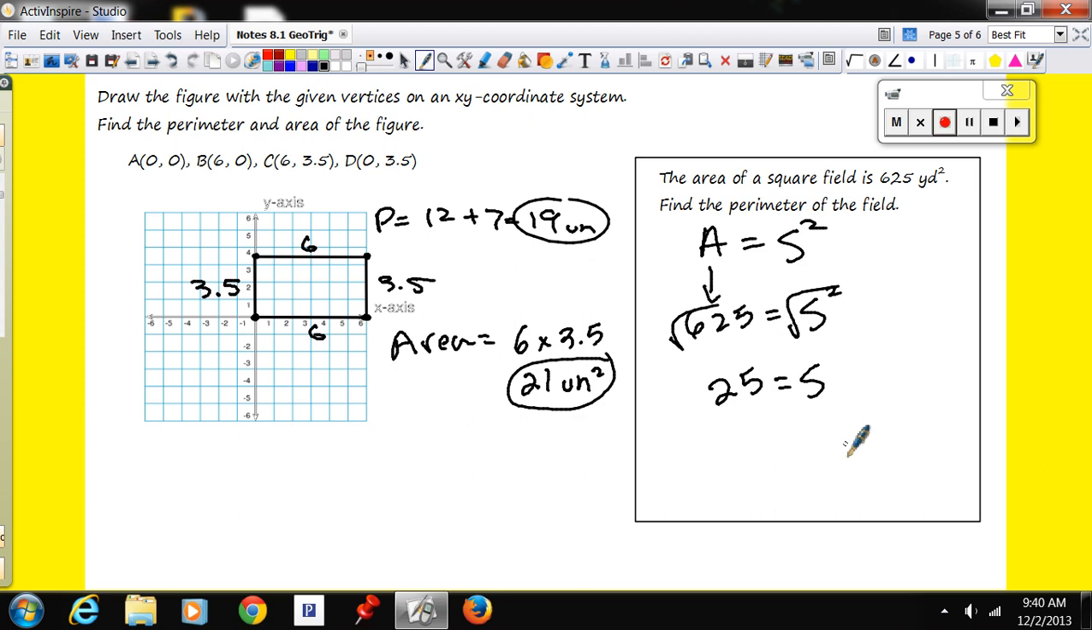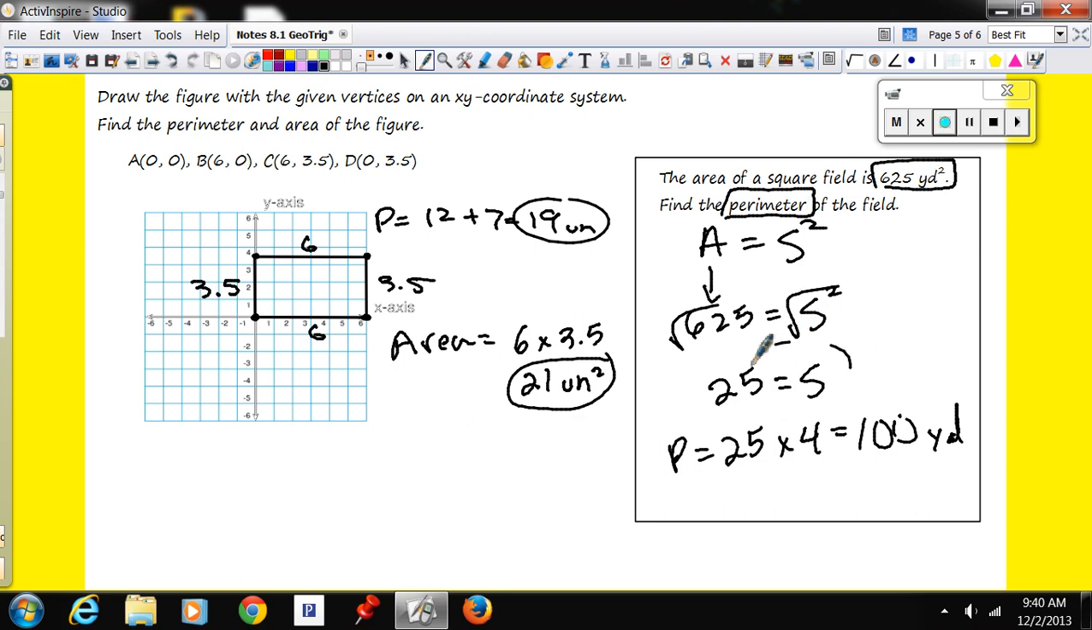So what's the perimeter now? 25 times 4 would be 100. And that would just be yards, not square yards, just yards. You went from the area to the perimeter. But to get from area to perimeter, what did you have to find first? The side. You had to find out what the sides were, and then you can get to your perimeter.